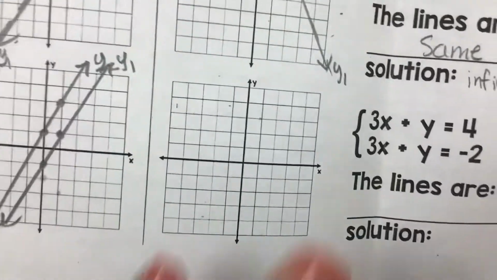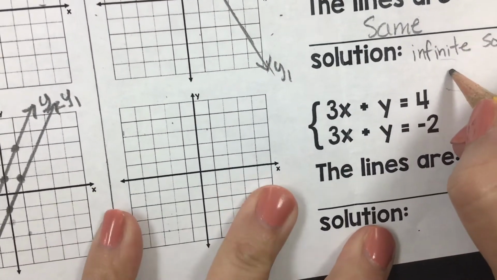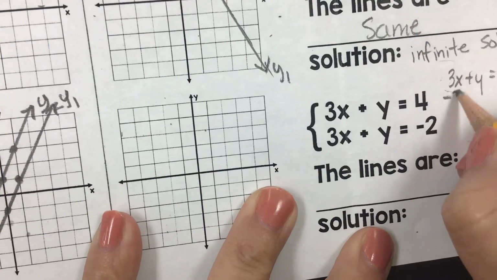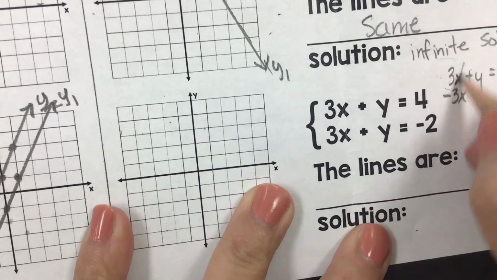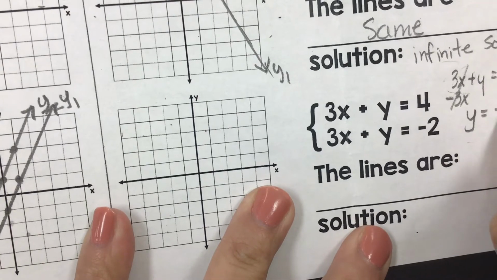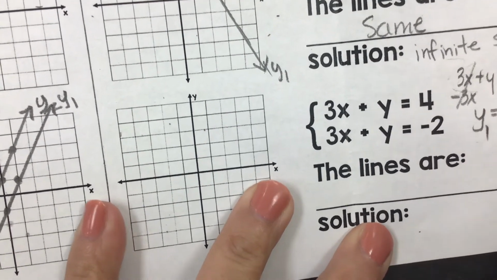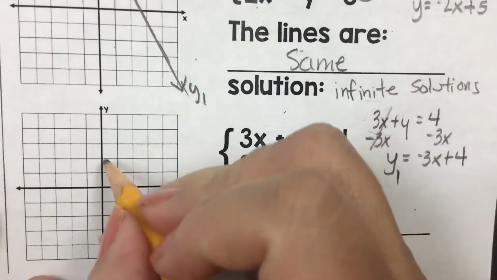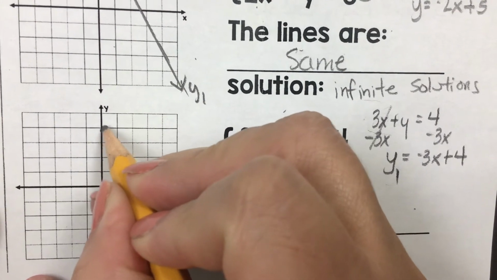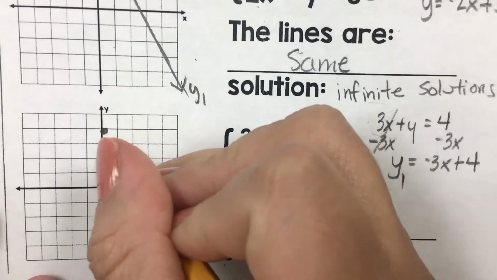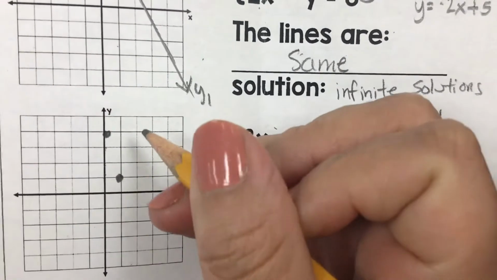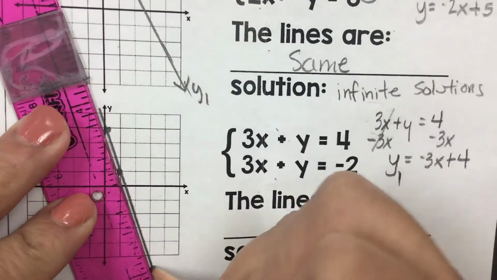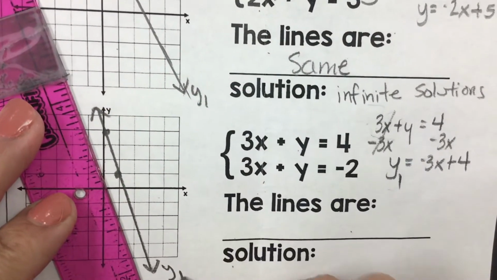So let's try that again. We have the first equation, 3x plus y is equal to 4. We've got to solve for y, so we're going to subtract 3x from both sides. Y is equal to negative 3x plus 4. And we're going to call this y1, the first one. So we start at a positive 4: 1, 2, 3, 4. We're going to go down 3, 1, 2, 3, and to the right 1. And this is your y1.